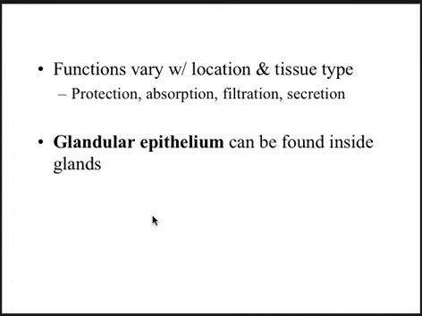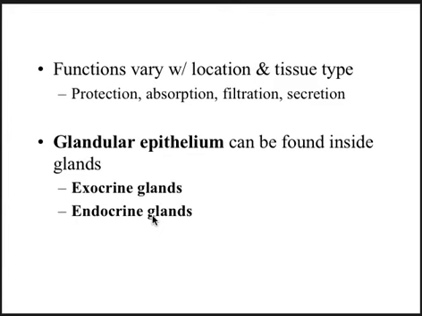Glandular epithelia can be found inside glandular tissue. Now there's 2 major types of glandular tissue in the body. There's exocrine glandular tissue and endocrine glandular tissue. The difference between an endocrine gland and an exocrine gland is that an exocrine gland contains a duct. A duct is basically the biological equivalent of a hose, and it provides a pathway for the cell to shoot secretions through and onto another surface or into the lumen of another organ or vessel.